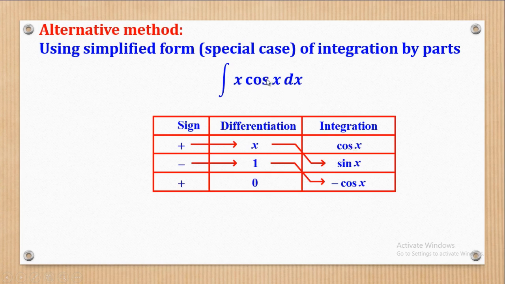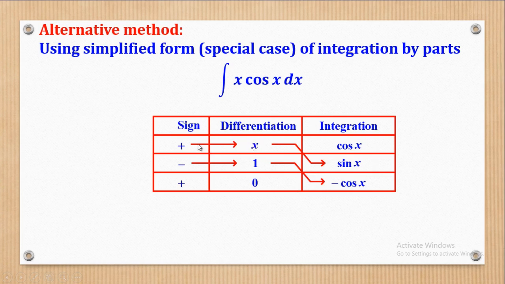So I first put this cos x here. Now when I integrate cos x, I'll come up with sine x, and when I integrate sine x, I'll come up with negative cos x. So in that case, I'll have filled in the values of the table.